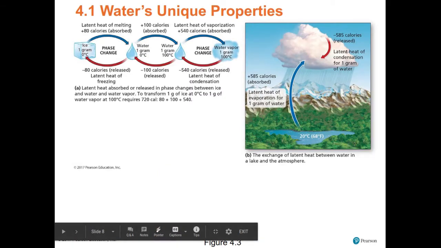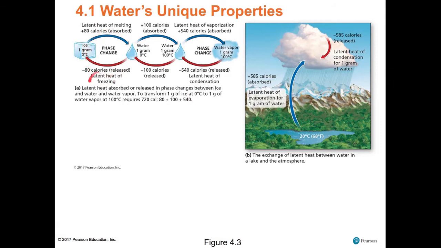Some of the calories involved, I'm going to grab the pointer again. To melt a gram of ice takes 80 calories, and then you have water at 0 degrees. So the temperature is the same. You've got ice at 0, water at 0. The temperature is the same. It's just absorbed 80 calories of heat, and now it is a liquid.